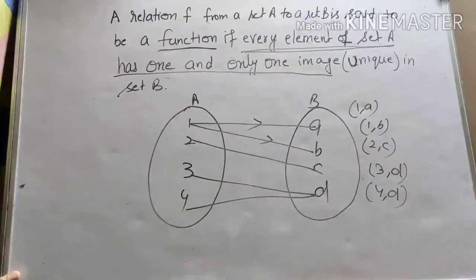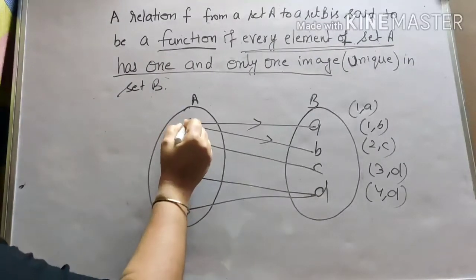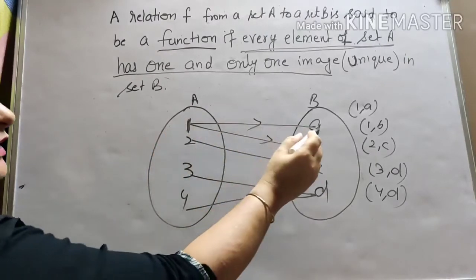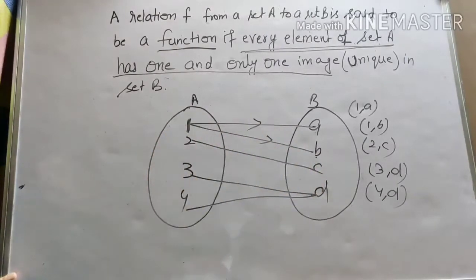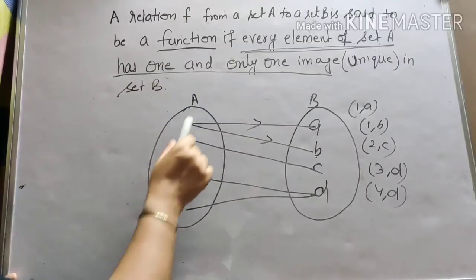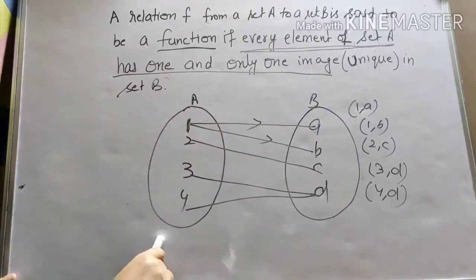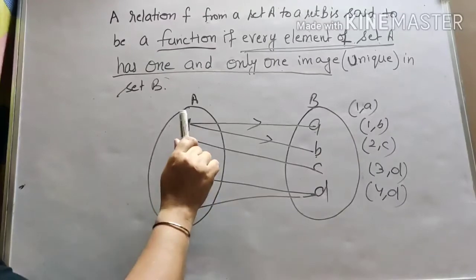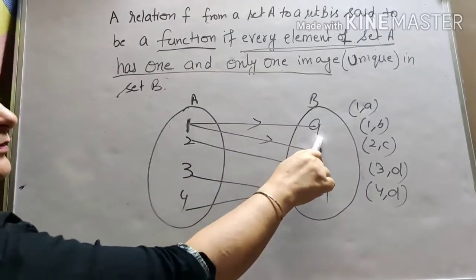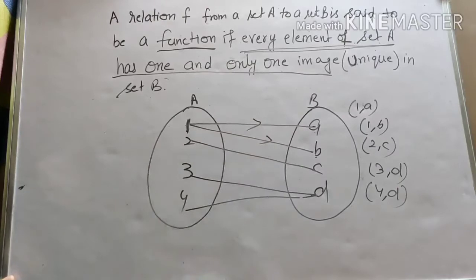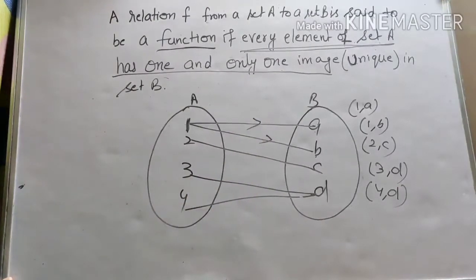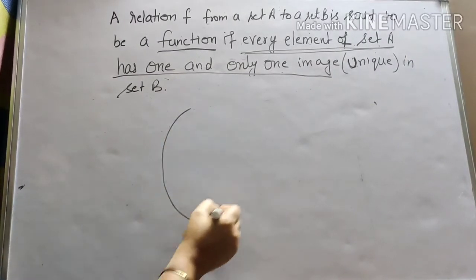Now this relation is not a function. Why? Because element 1 has two images, A and B. But according to the definition, every element must have a unique image in B. Therefore, this relation is not a function because 1 has two images A and B. Let's take one more case.